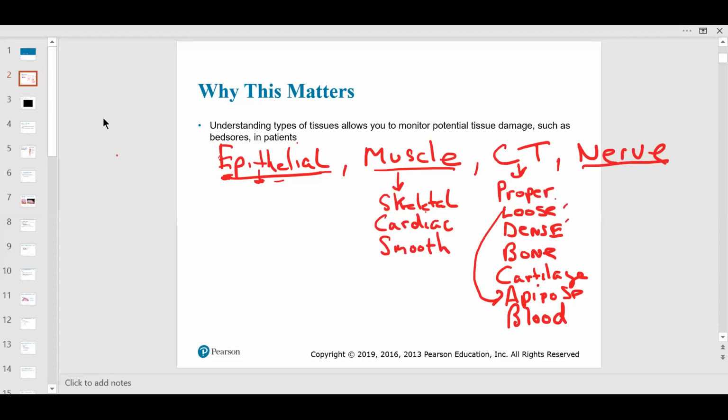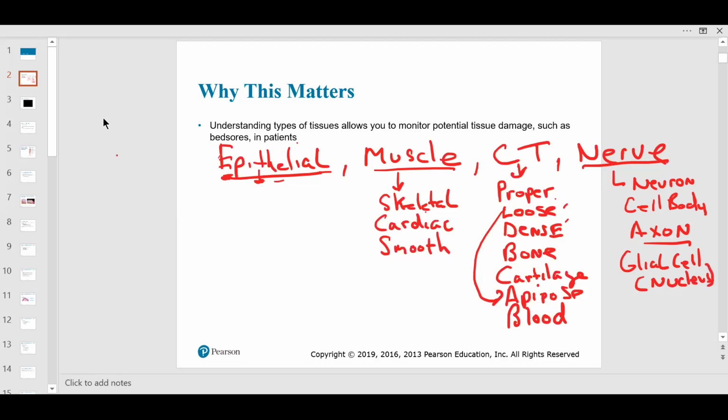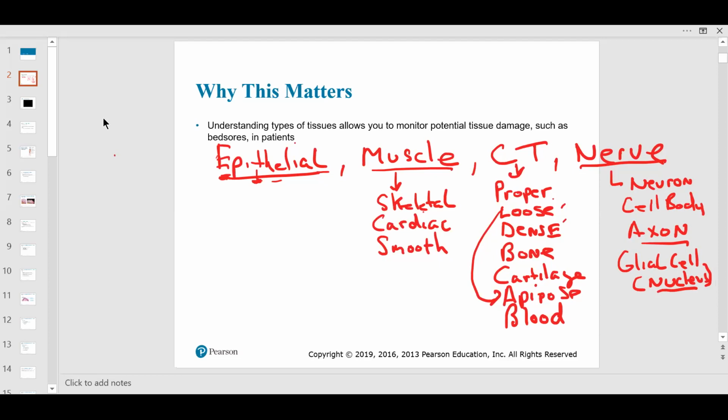And nerve is just one thing. You can look at the nerve, the neuron, and its parts, like the cell body and the cell body nucleus, the axon, which is that wiry fiber thing, looks like a kite. And then you have the glial cell, and mostly that's the nucleus of the glial cell. Remember, nucleus is always dark staining. So this is a nice review for lab, and as we're going through this, I'll tell you what's important for the lecture too.